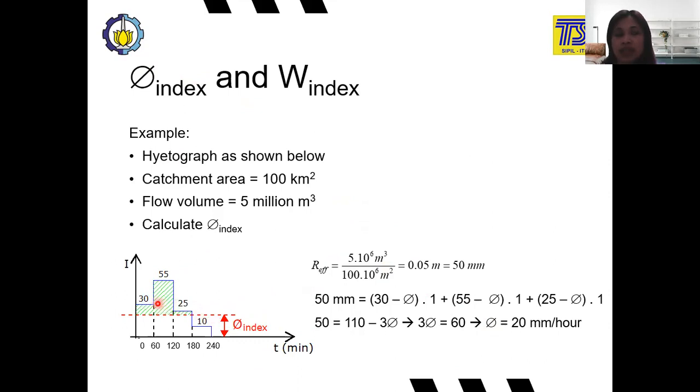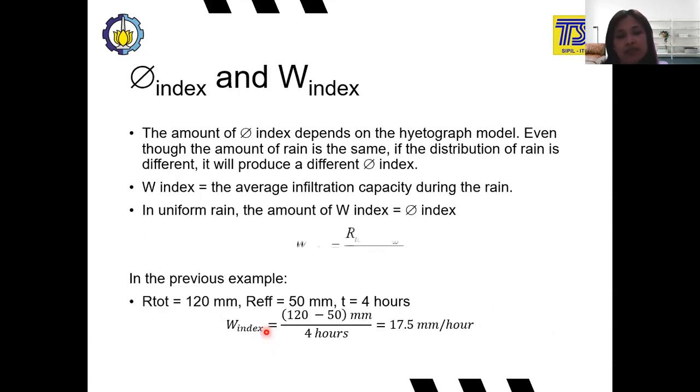It will be also different if the rainfall is the same. For example, it's the same 30 in every hour, and then we have this V index of 20 right here. So the W index will also be 20.